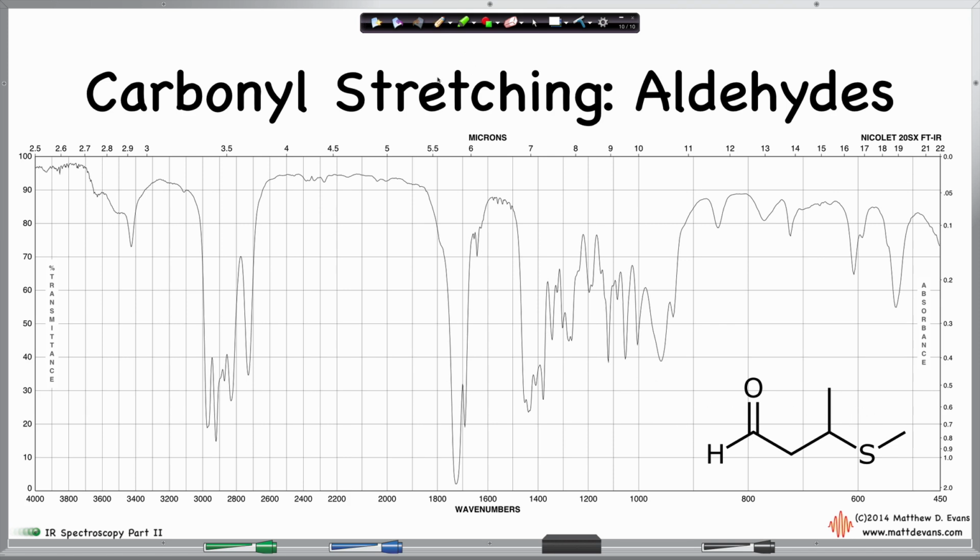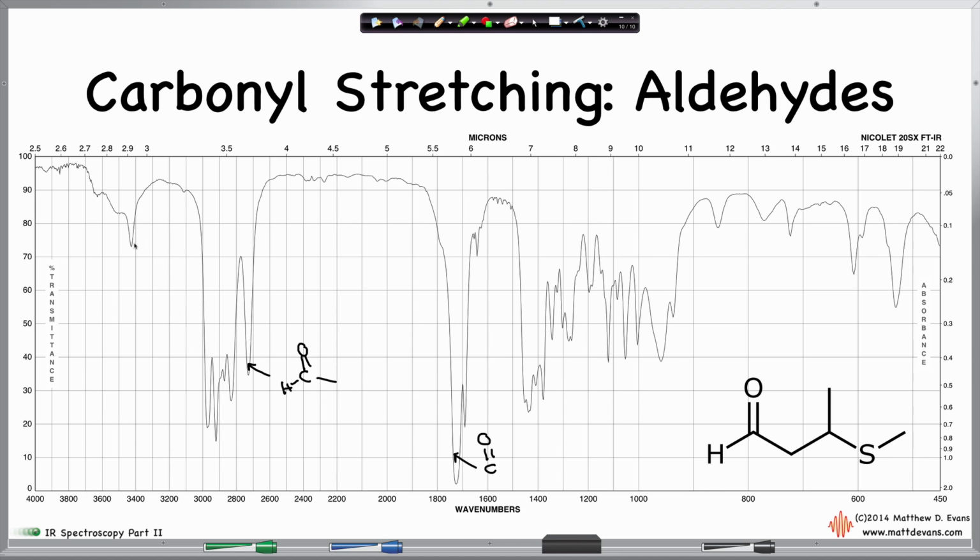Now, first and foremost, this is the 1700 absorption that we're looking for. So this is the carbonyl. But also aldehydes, a difference from ketones is this little absorption right here. This is due to the CH bond in this molecule right here. So specifically this one. Ketones don't have this, so you're not going to see this for a ketone-containing molecule.